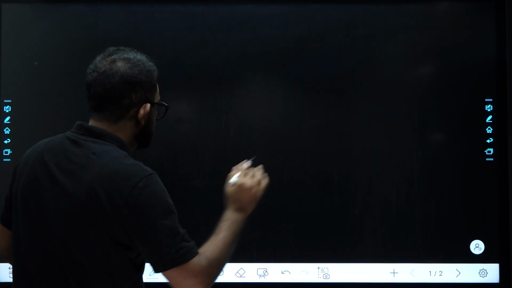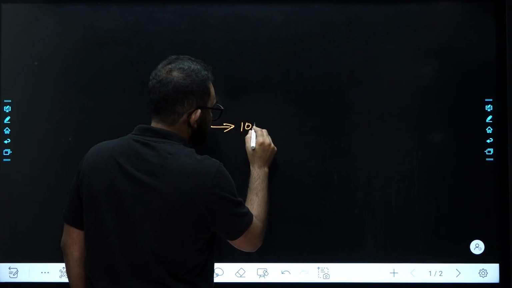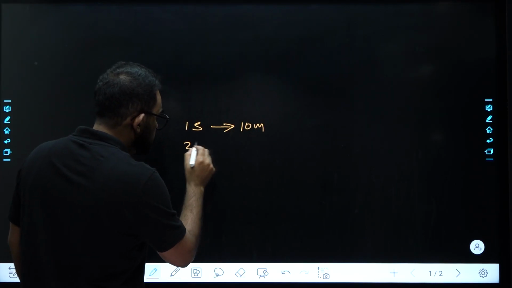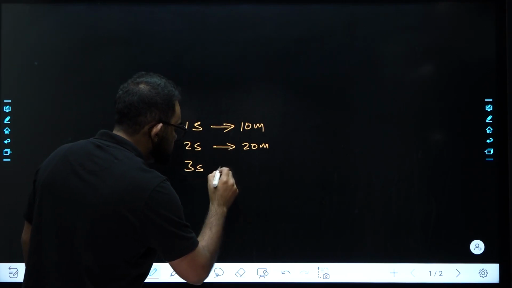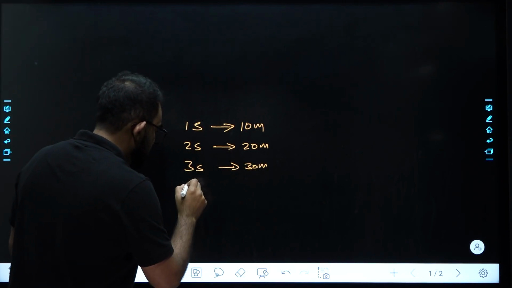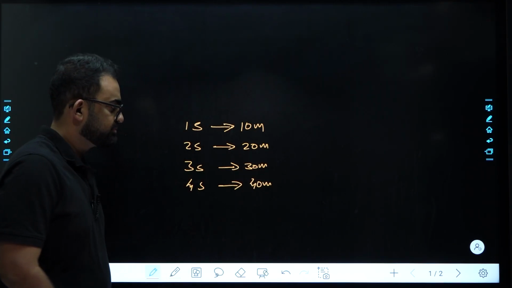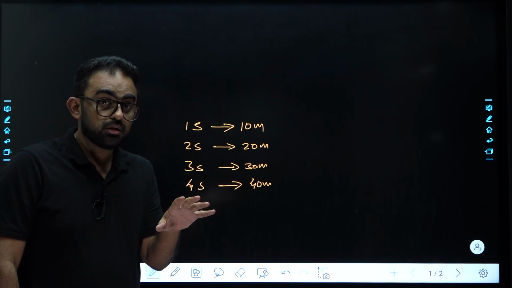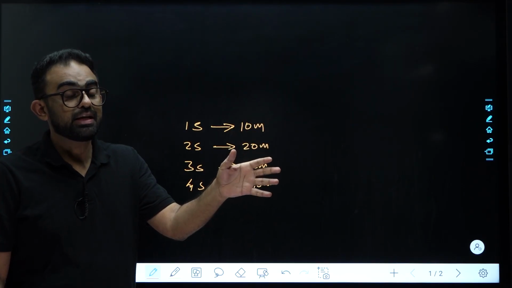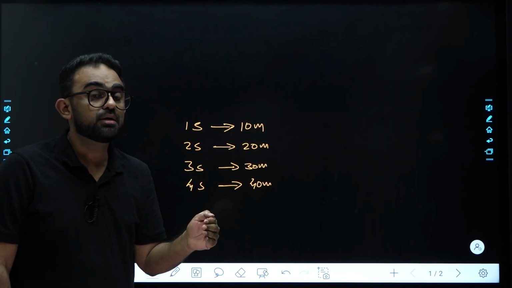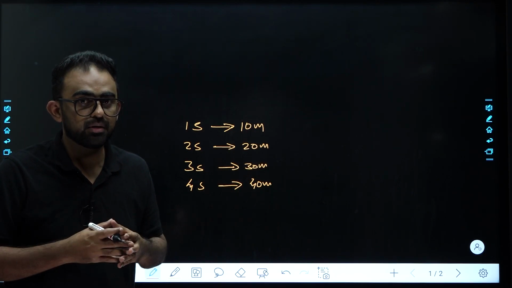These are the results. See, in 1 second, you have covered 10 meters of distance. In 2 seconds, you have covered 20 meters. In 3 seconds, 30 meters. And in 4 seconds, 40 meters. Now imagine if I ask you to find out how far you can travel in 20 minutes, or in 20 seconds, or in 50 seconds, or in 100 seconds. How will you calculate it?